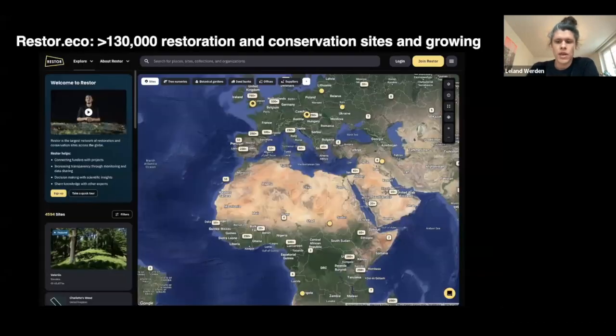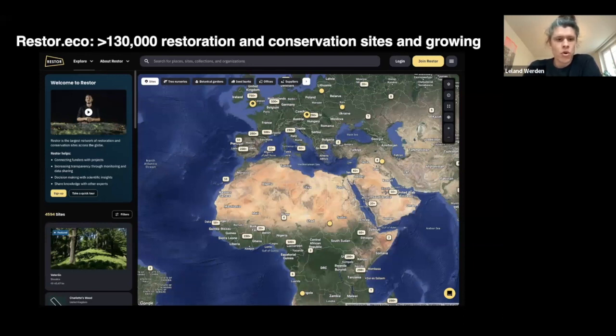And one tool that I wanted to mention, and I'll come back to this at the end of the talk about how you can potentially get involved, is Restore. Restore is an open platform hosted at restore.eco. What it was initially created to do was to map conservation and restoration projects around the world, help them have transparency about the work that they're doing, and help them to network, to connect with other projects in their area.